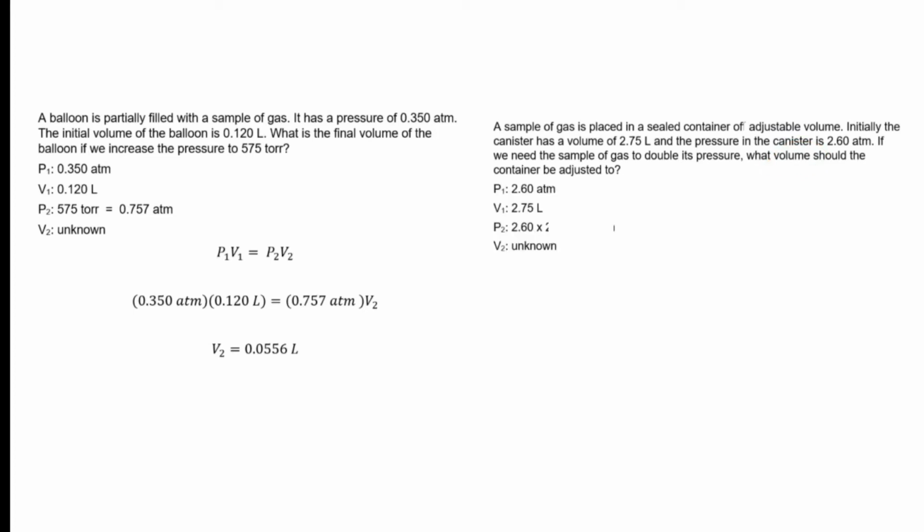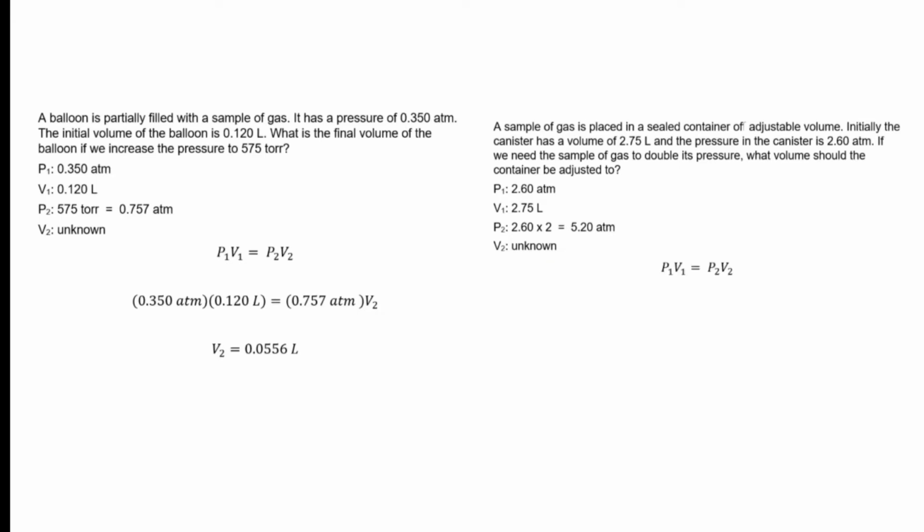We know our initial pressure, that is 2.6 atmospheres. We know our initial volume, that is 2.75 liters. We know our final pressure, it is going to double. So our final pressure is 2.6 times 2, which is 5.2 atmospheres. And our volume 2, again, is what we are going to solve for.